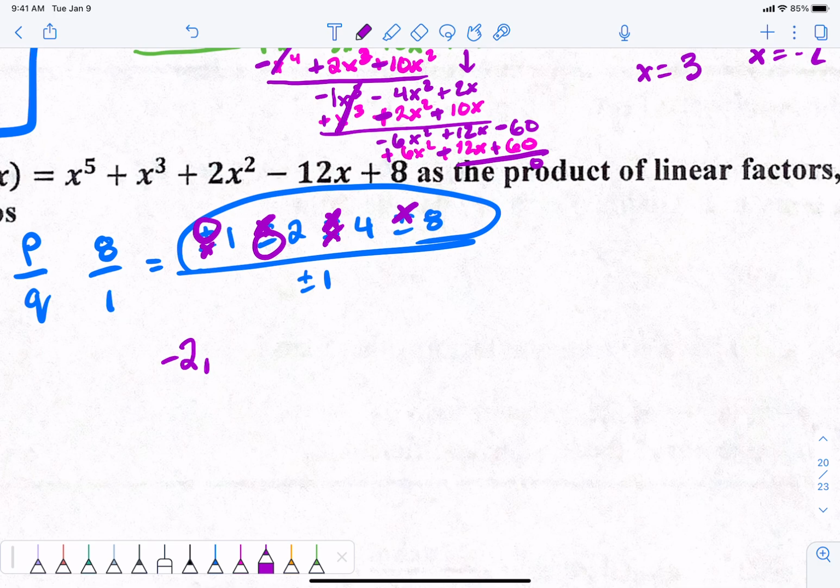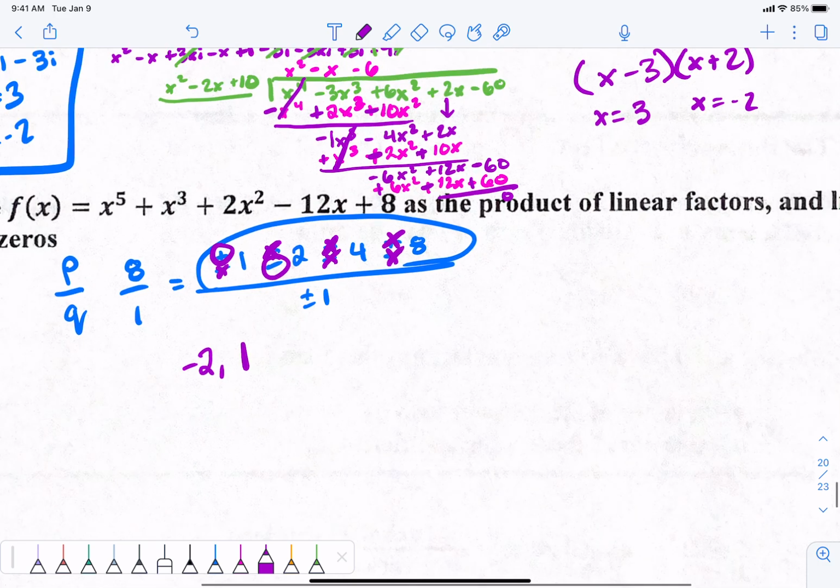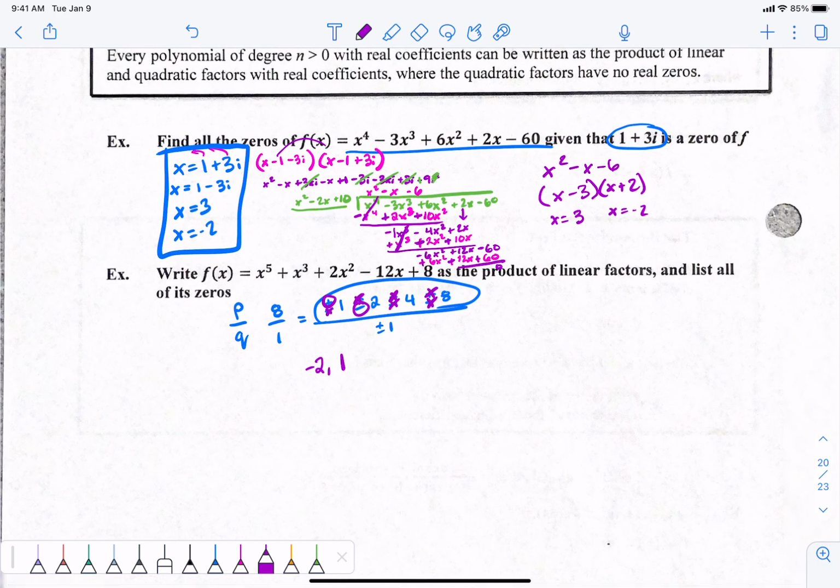We have 2 of them. Okay, we have negative 2 and positive 1. Those are the only ones that we have. So we got to reduce him down. He's x to the 5th power. So now we have to find 3 more, right? I think 2 is good enough.